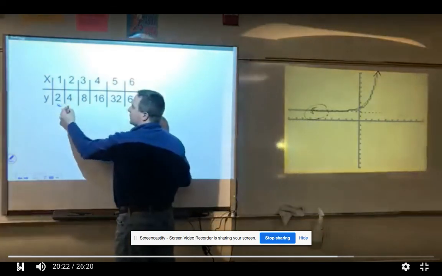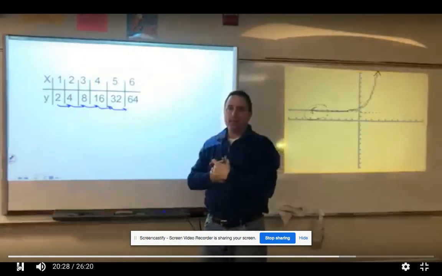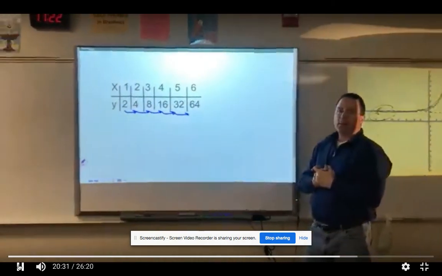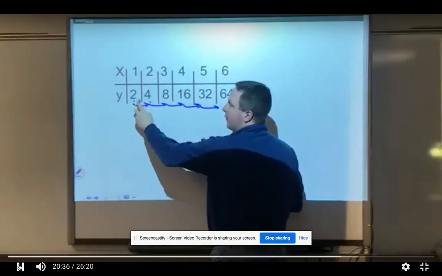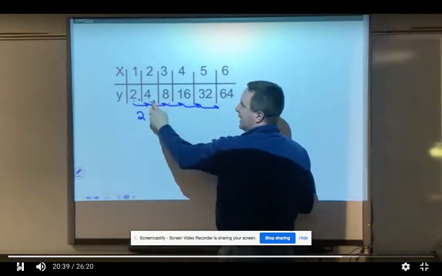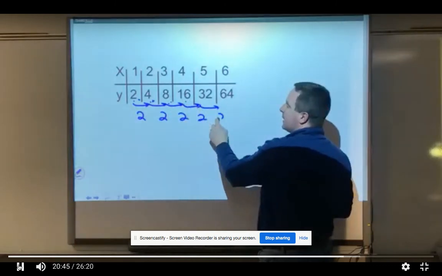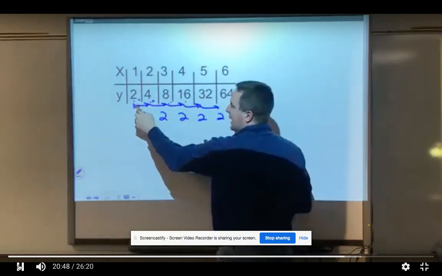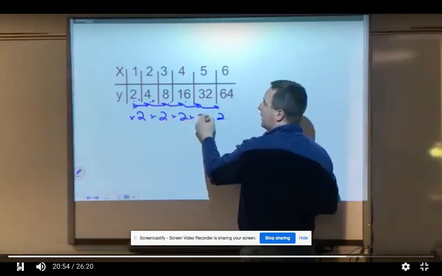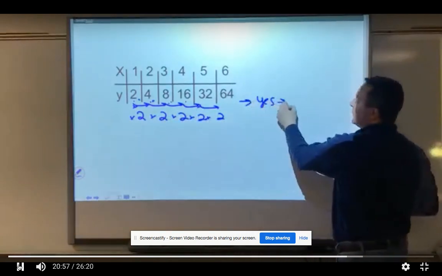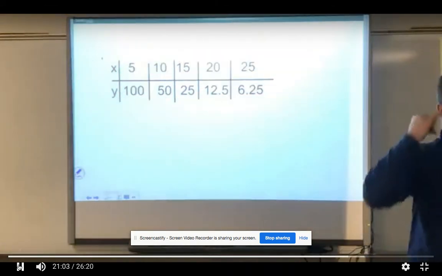I'm going to look at my y values. What's happening as I go from one to the next to the next? If I want to find out what it's multiplying by, I can take the second number and divide it by the one before it. So 4 divided by 2 is 2. 8 divided by 4 is 2. 16 divided by 8 is 2. I know a lot of you can just see that it's times 2, but if you can't, you can always do a little division problem. Yep, it was multiplied by 2 every time. Yes, it is exponential.